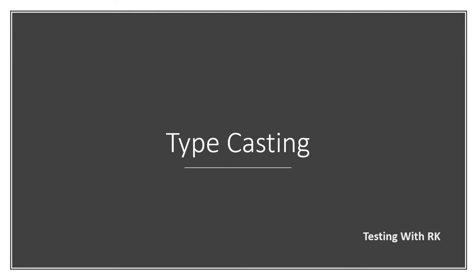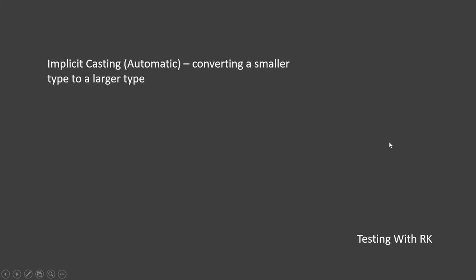In this session we will be discussing typecasting. Typecasting is when you assign a value of one data type to another. There are two types of typecasting in C#. The first one is implicit casting. This is basically converting a smaller number to a larger type. We will see this in an example.